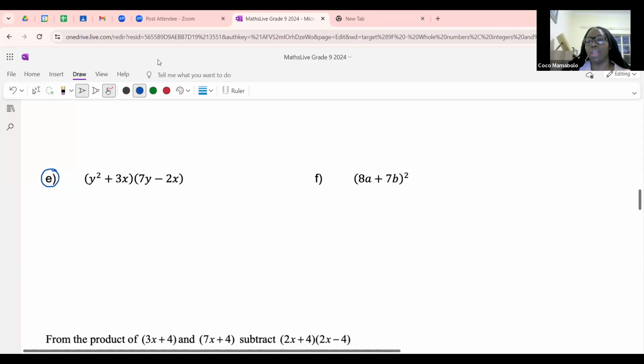All right. But before we continue, I also want you guys to do F. Right? And when I do F, I know that this is 8a plus 7b all squared. What does that all squared tell me? What must I do?